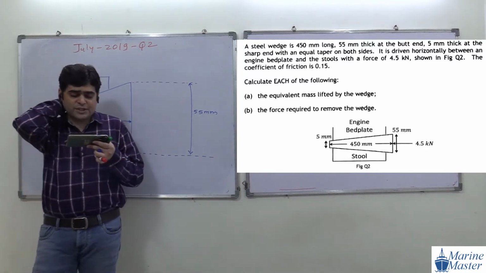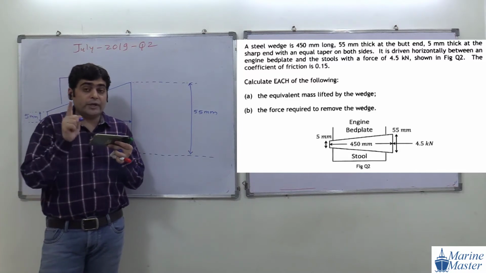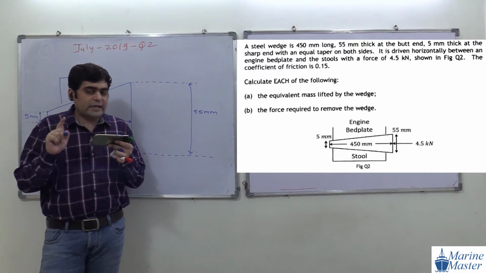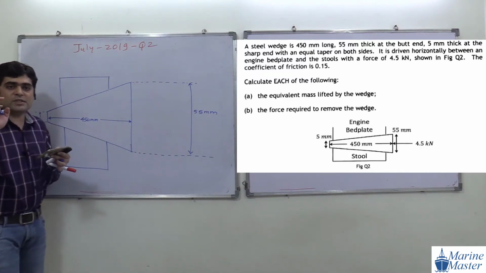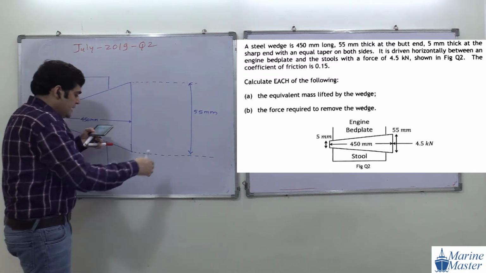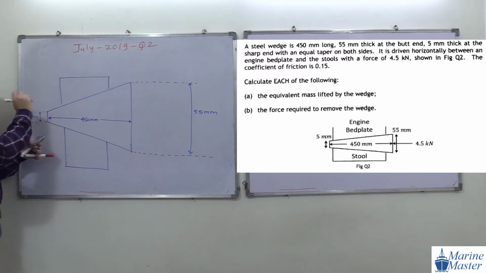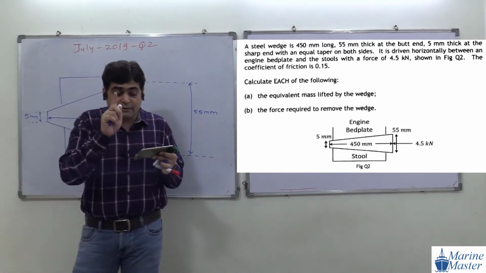Now guys, try to see the scenario here. Here they have given us one important point. I am going to read the question once again. A steel wedge 450 mm long, so here we have a steel wedge whose length is 450 mm, 55 mm thick at the butt end and 5 mm thick at the sharp end, with an equal taper on both sides. Guys, see the word, what they are saying?